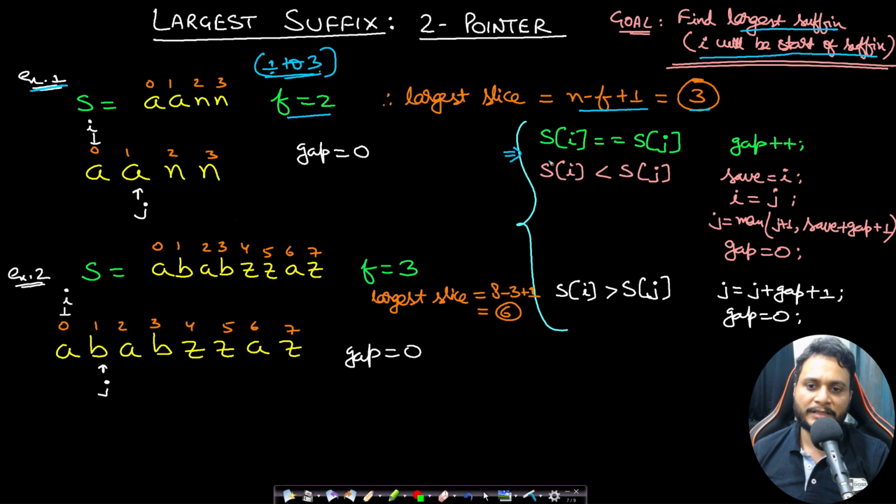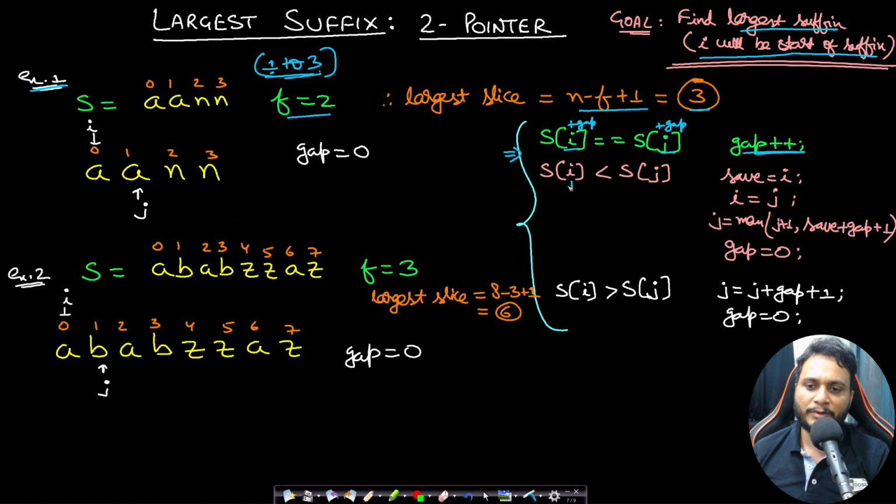I know there are 3 cases. 2 cases I had shown. One case was the equality case. If the ith and jth characters are matching, that means simply I can say that the i plus gap character is matching with the j plus gap character, then I will simply increment the gap.